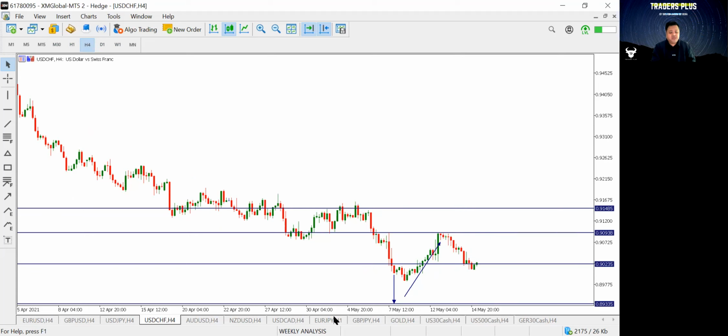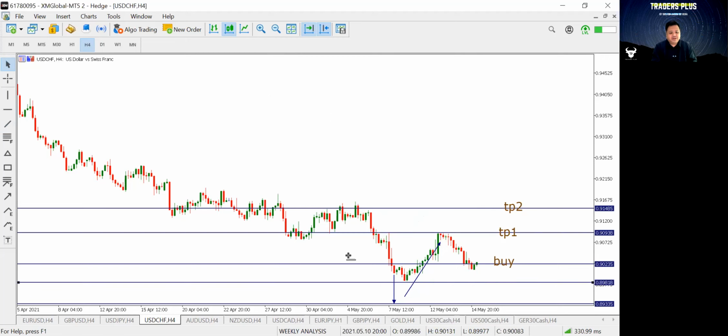Okay? You can actually execute your buy even right now. Okay? You can buy here. Kahit at market. Then you can have your take profit here. TP1. You can have your TP2 right here. Okay. TP1, 0.90938. TP2, 0.91485. Now, SL, pwede ka magkaroon ng isang SL1 here.